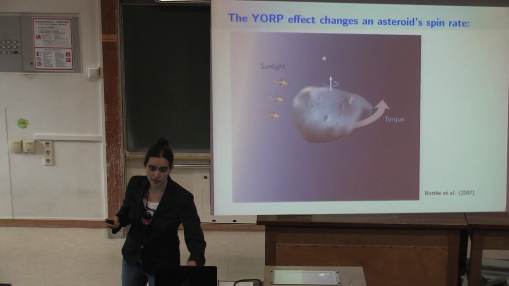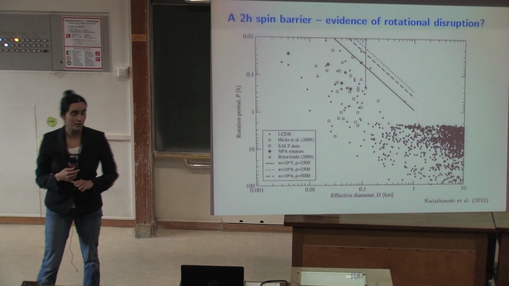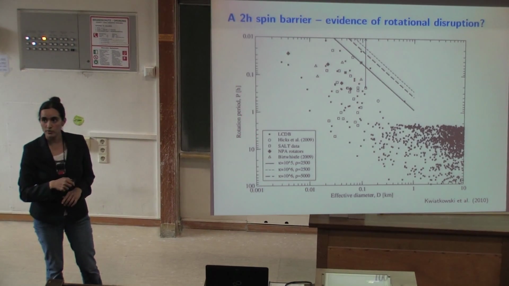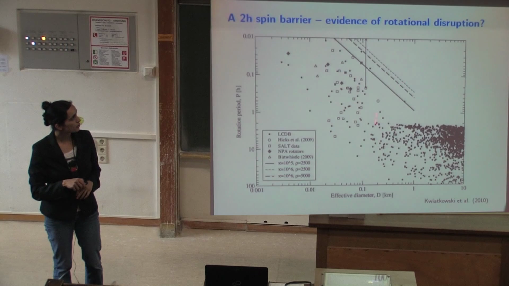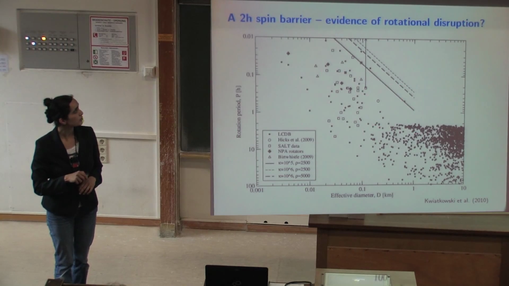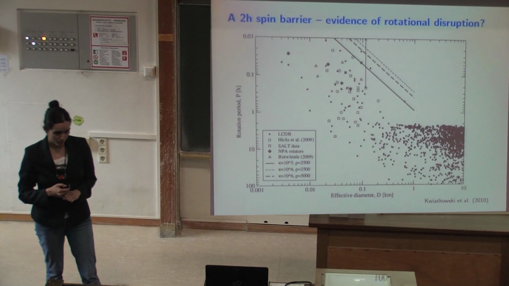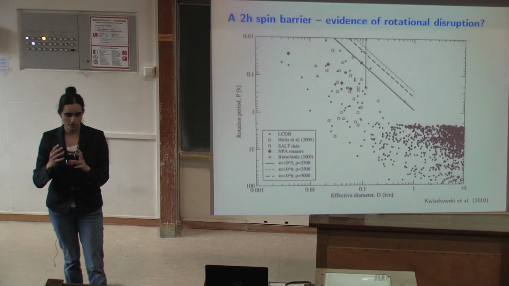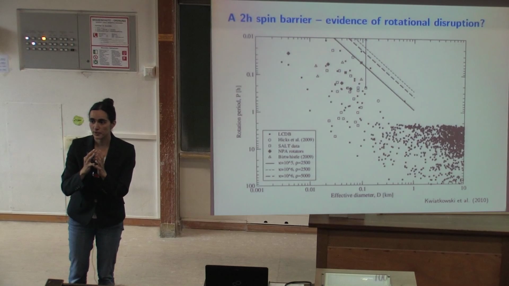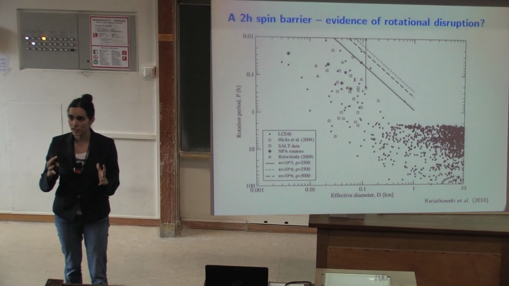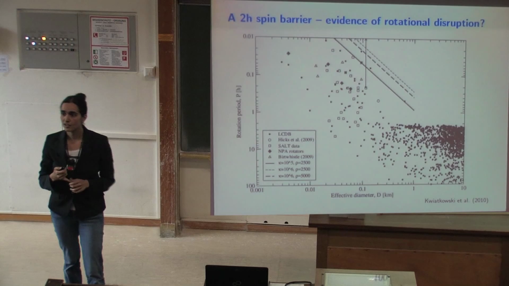And one indication that this actually happens comes from this plot. This is, again, each point marks one asteroid, and you have the rotation period of observed asteroids plotted against the effective diameter. And you see that there is a peculiar absence of asteroids in this region. So large asteroids that are rotating faster than 2 hours. And the interpretation is that the larger asteroids are rubble piles. So they are assemblies of loose material that are held together mainly by gravity. And if they start to spin too fast, they just break apart. So this is why they do not exist. They cannot spin faster than with a 2-hour period.